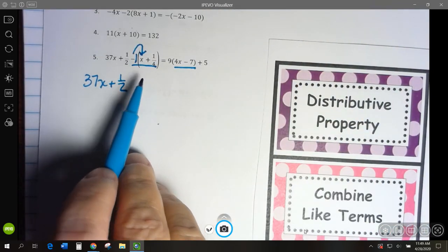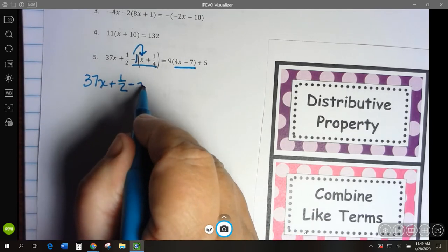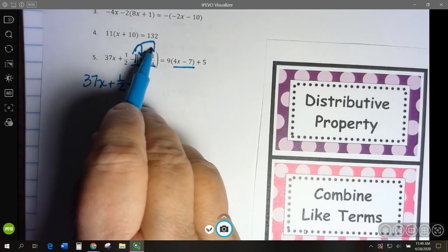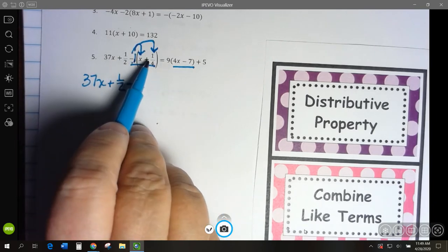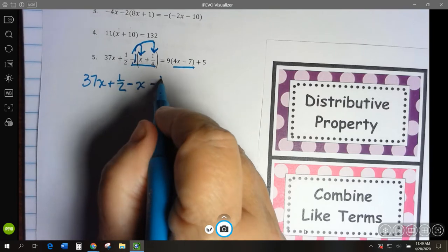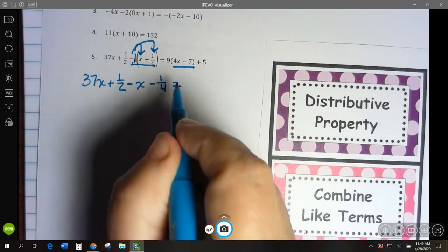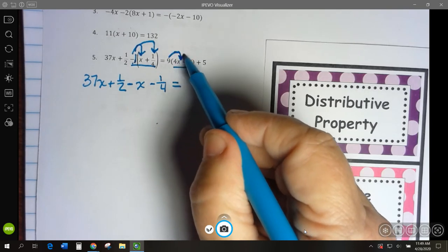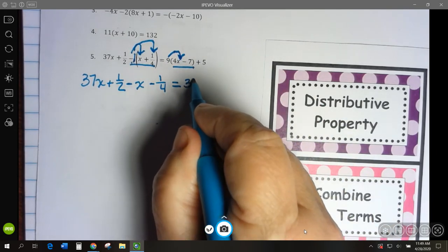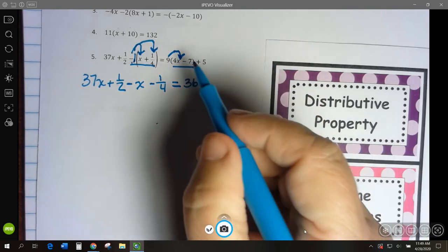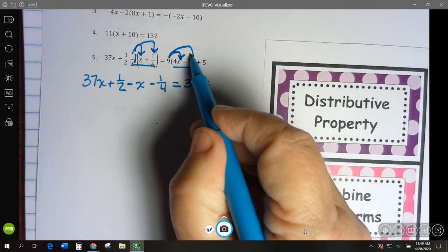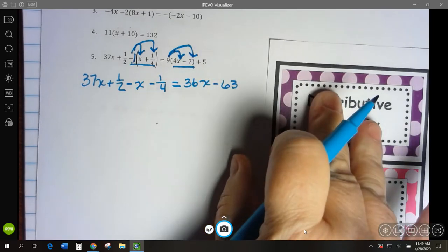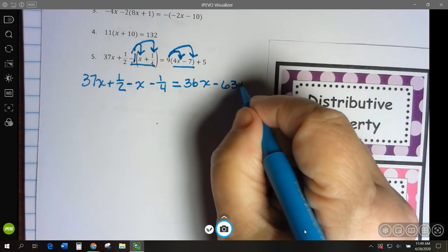And negative 1 times x is a negative x. And we have a negative 1 times 1/4. Negative 1 times 1/4 is a negative 1/4. That's going to equal 9 times 4x is 36x. And 9 times a negative 7 is a negative 63. And we can bring down our plus 5.